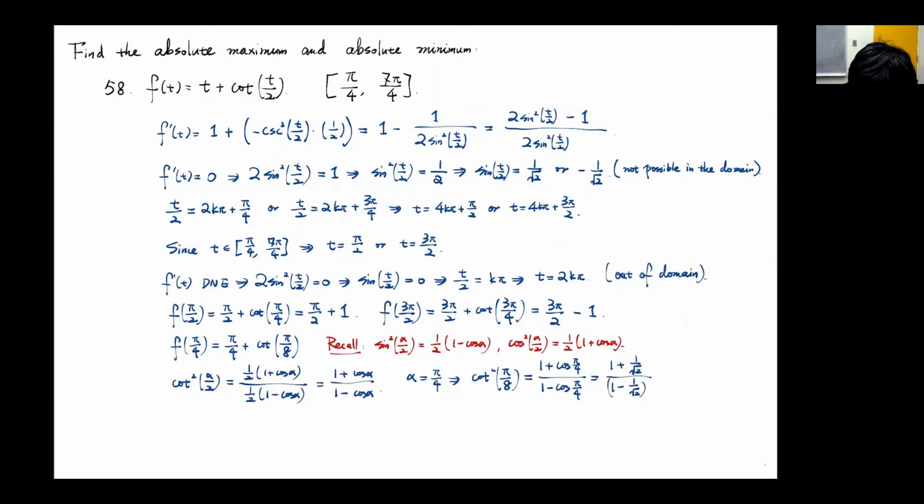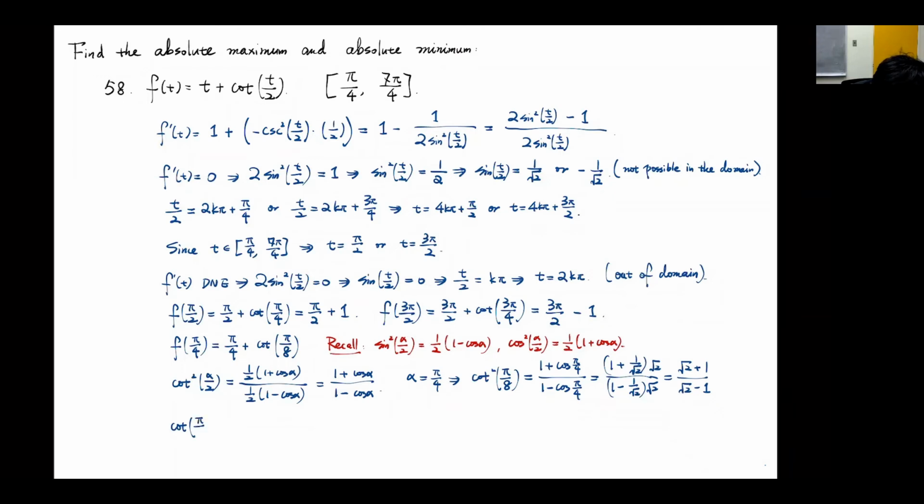If you multiply everything by root 2, that way you will get rid of this common denominator. So what you will get is (root 2 plus 1) divided by (root 2 minus 1). Okay, so this is the expression for cotangent squared of pi over 8. To get cotangent of pi over 8, we need to take the square root on both sides.